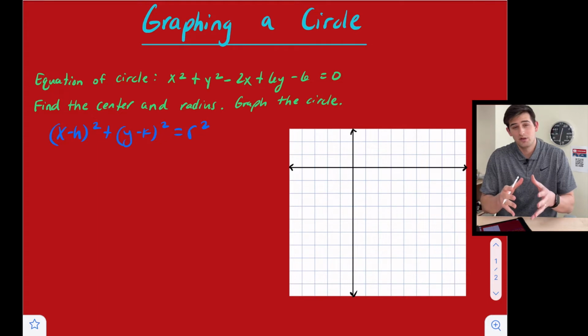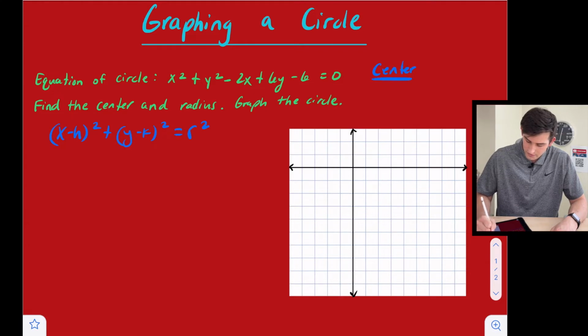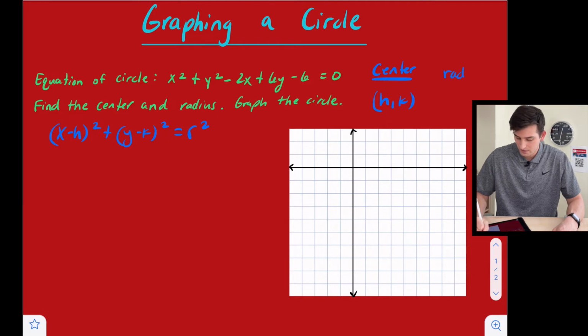And this equation is super helpful for us in order to graph the circle because we know that the center of the circle, we'll write it over here, is located at (h, k), and we know that the radius is r, okay?